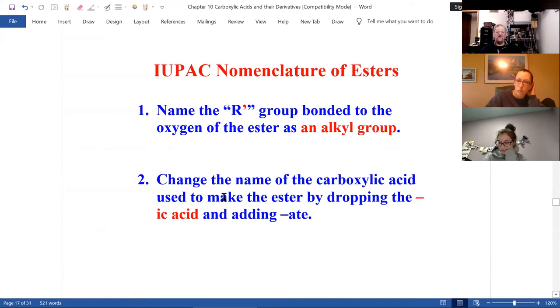All right. Let's look at how you name, the IUPAC nomenclature, for esters. Now, I'll never ask you to write this down, but I'll go through it. You name the R prime group, which is the group bonded to the oxygen, as an alkyl group that goes in front. Then change the name of the carboxylic acid used to make that ester. Think of R prime as H, name it as a carboxylic acid, find the longest chain with the carbonyl carbon, drop the E at the end and add IC, then drop the IC and acid at the end and add ATE.